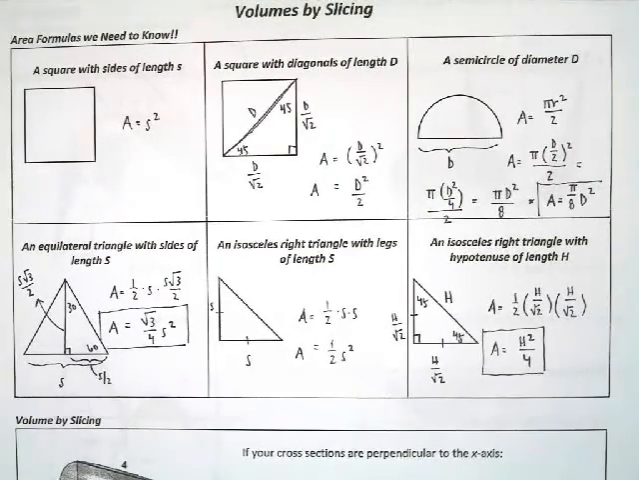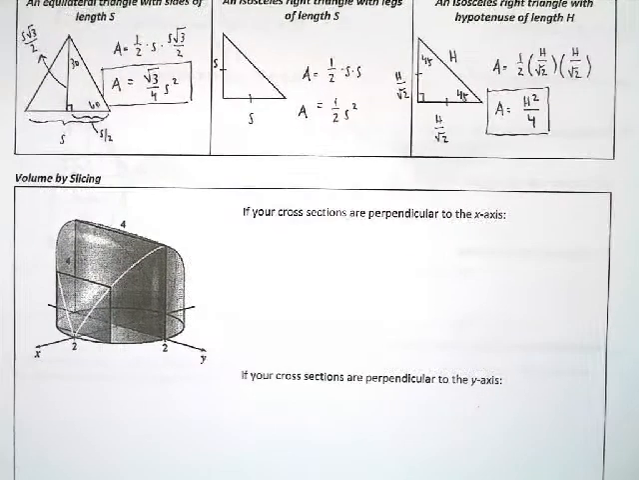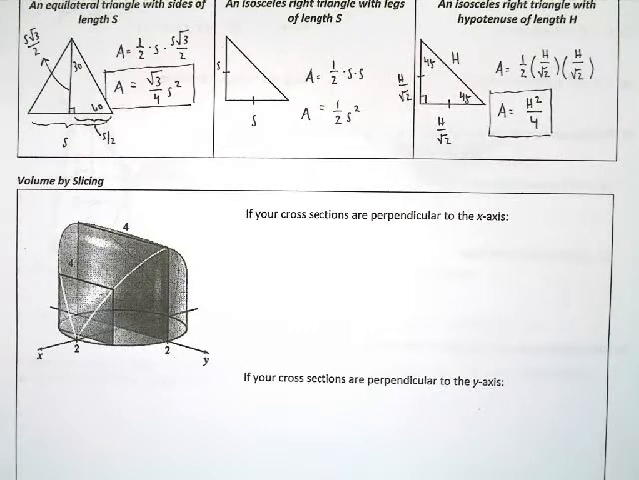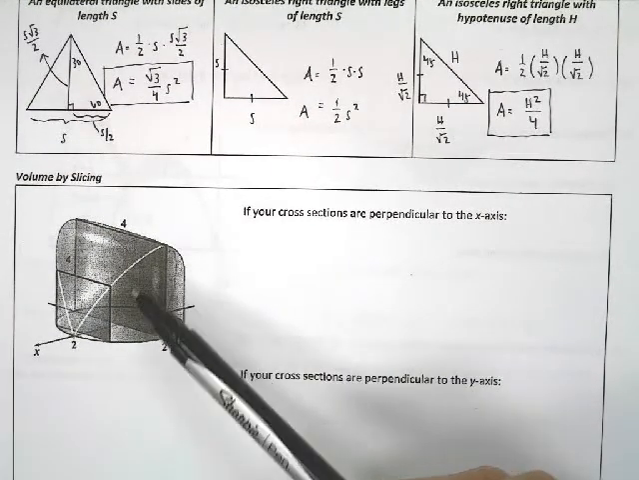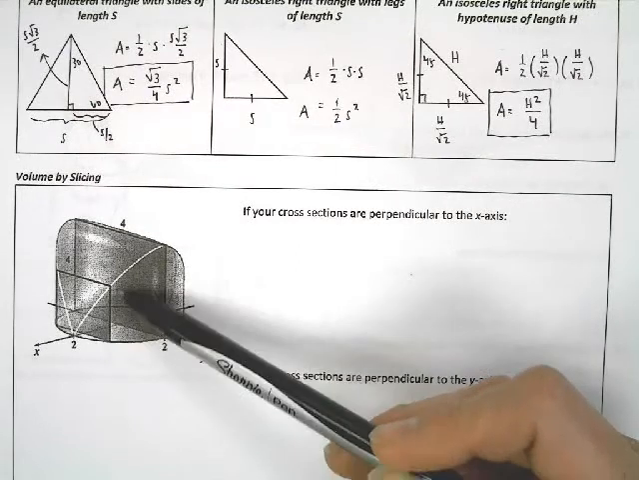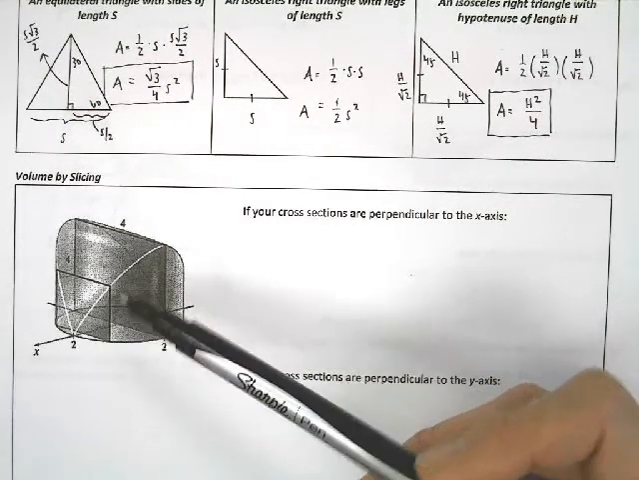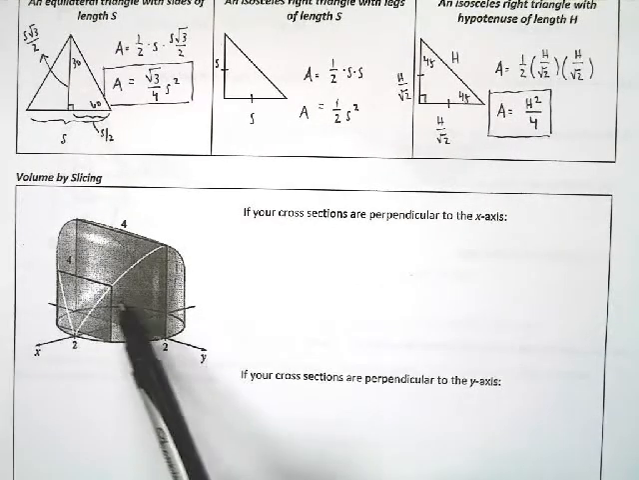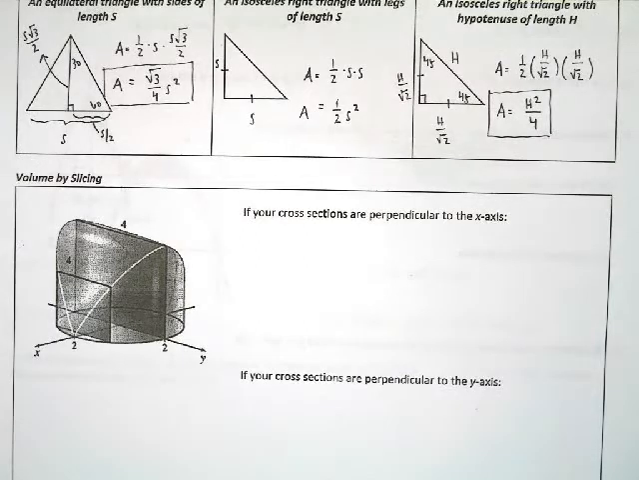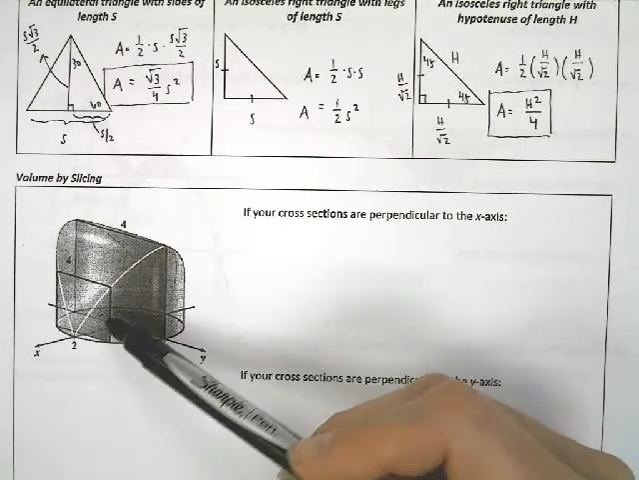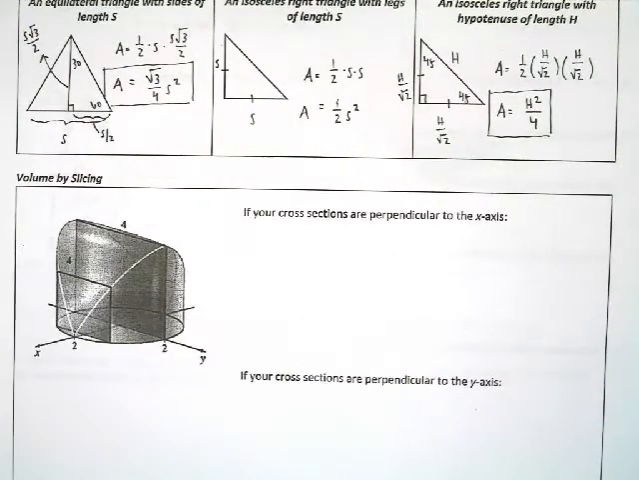All right, so now when we're talking about volumes by slicing or volumes by cross-section, you'll hear those things interchangeably. What we know is if we take our 3D solid and we slice it, we get the same shape every time. That shape only varies in size depending on the base that it's sitting on. So we're just taking slices of that same shape.